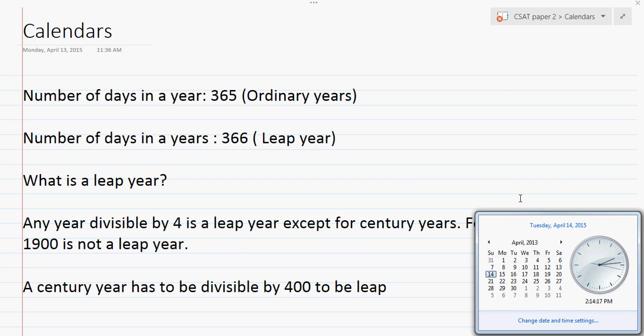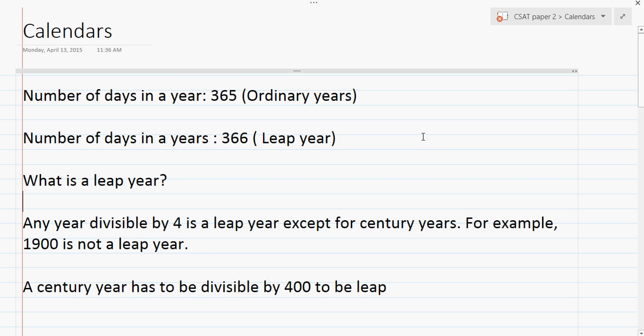In this chapter we'll understand how the days progress and how we can find the day on a particular date, because there is a pattern, right? Obviously there is a pattern because we know that the number of days are fixed. So the number of days in an ordinary year is 365. The number of days in a leap year is 366.